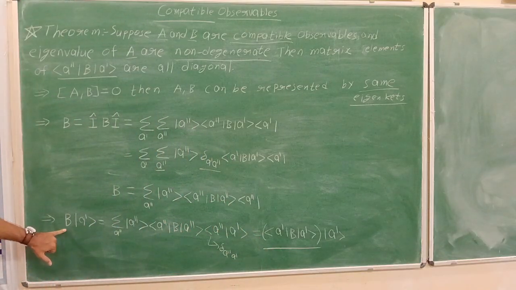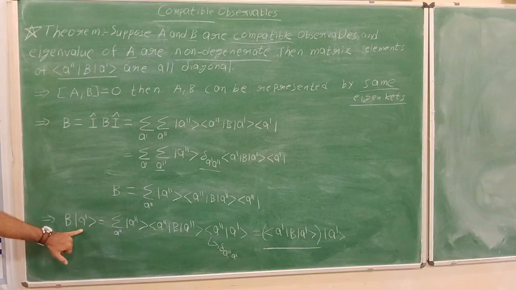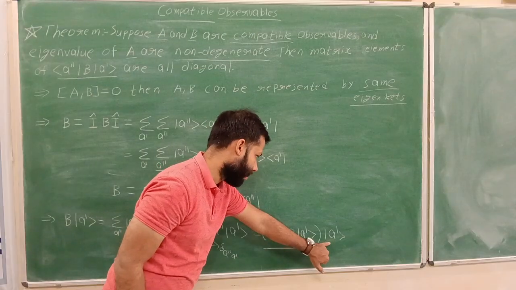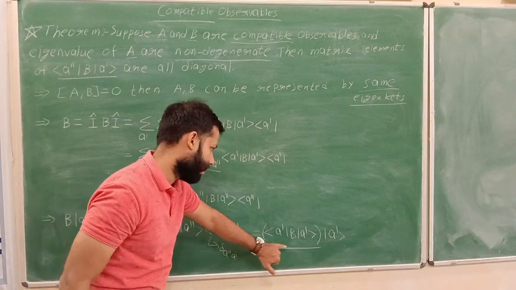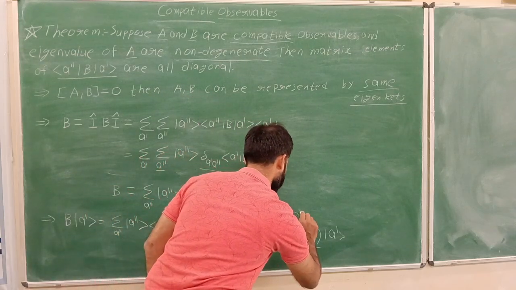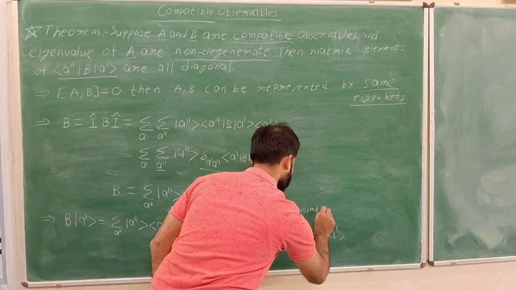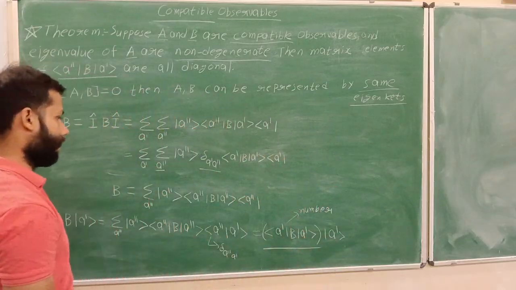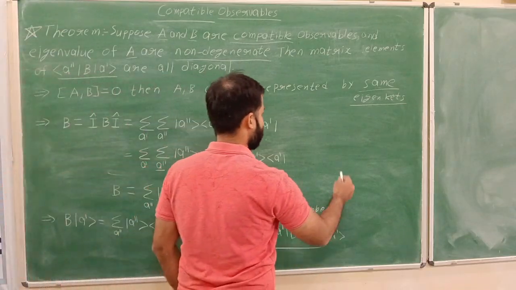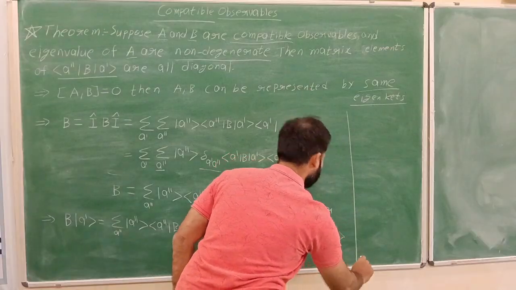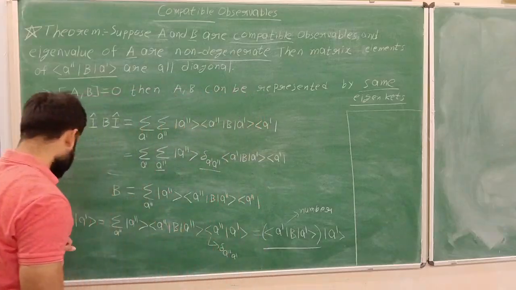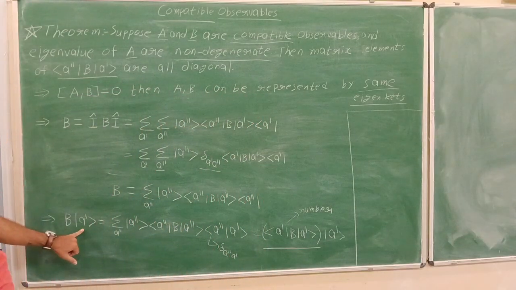Operating this operator B on the eigenket of A, let's say A prime, I'm getting the same A prime here multiplied by the diagonal elements of matrix B. So just some number. Right. So what we say is this: A primes are eigenkets of operator A.